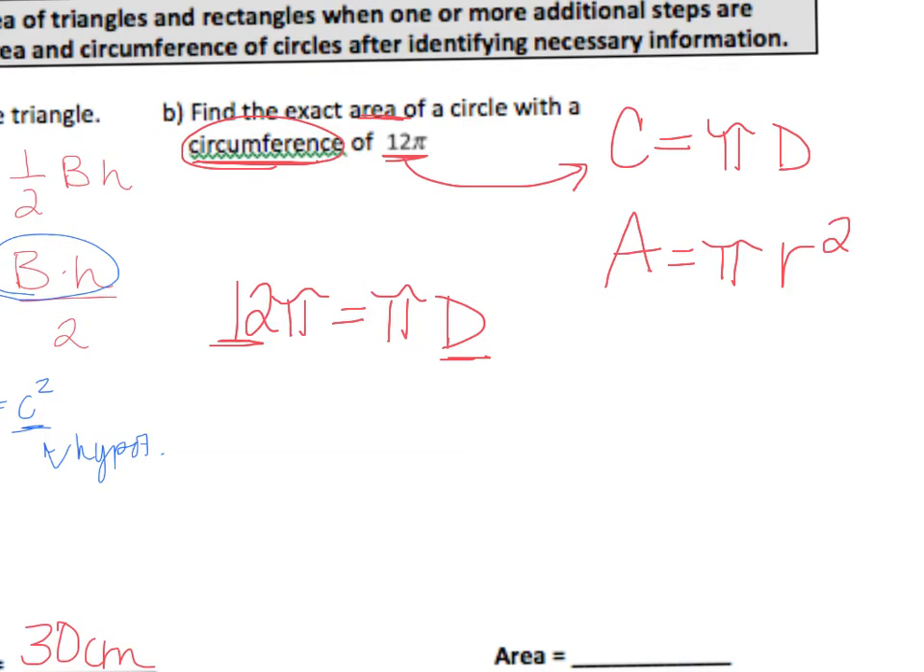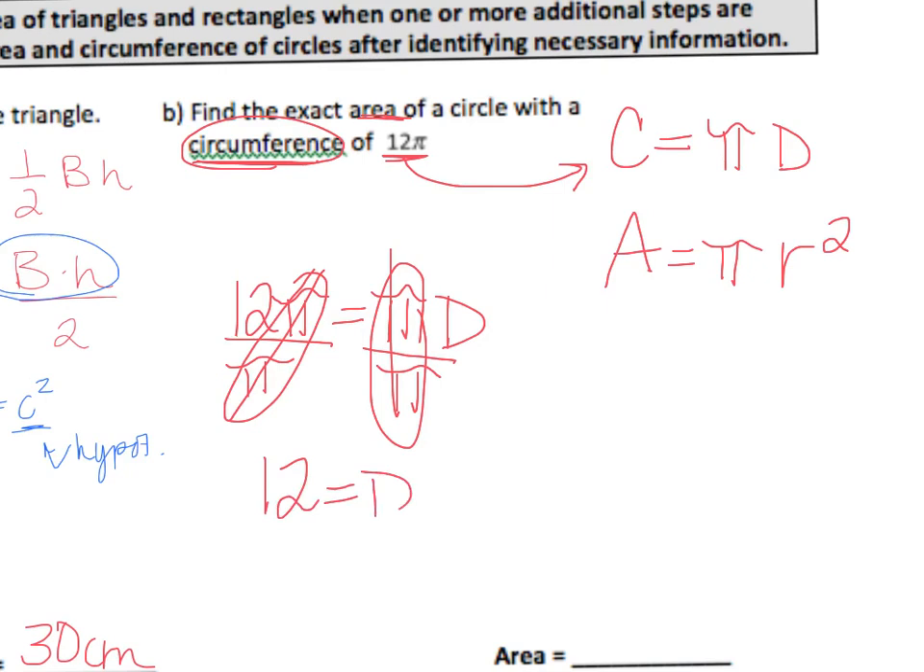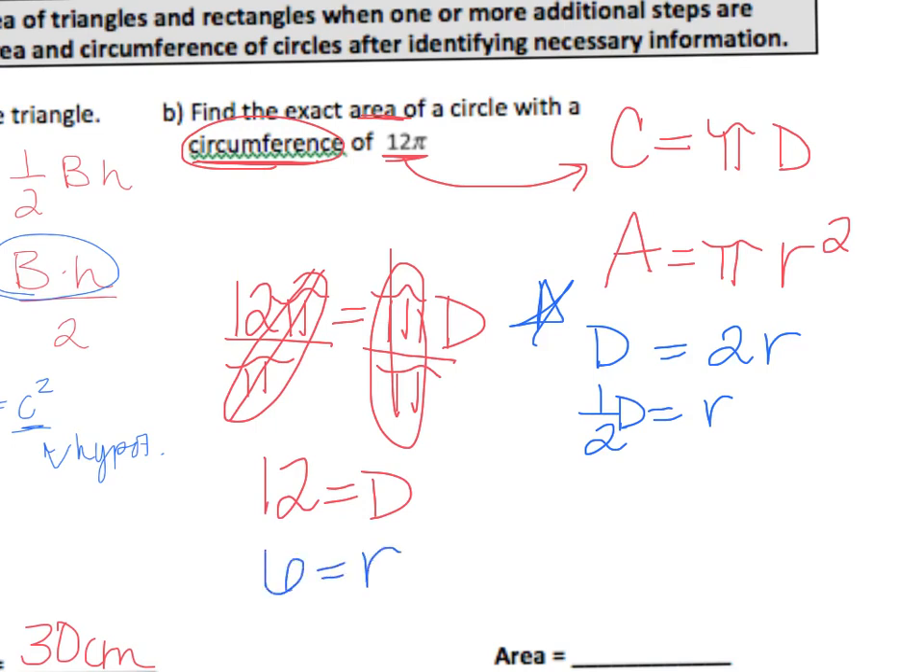The other way that you can go about doing this is, in order to solve for d, you can divide both sides by pi. And pi divided by pi is 1, so those are going to cancel out on both sides. So you get 12 equals d, or 12 equals the diameter. Now another thing to remember is that the diameter is twice the radius, or half the diameter equals the radius. So another good thing to remember here. So if we have the diameter to be 12, that means the radius is 6.